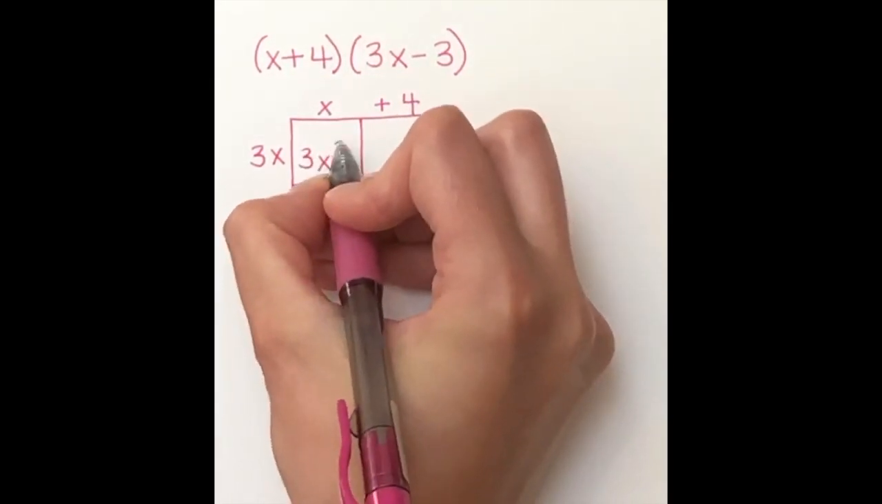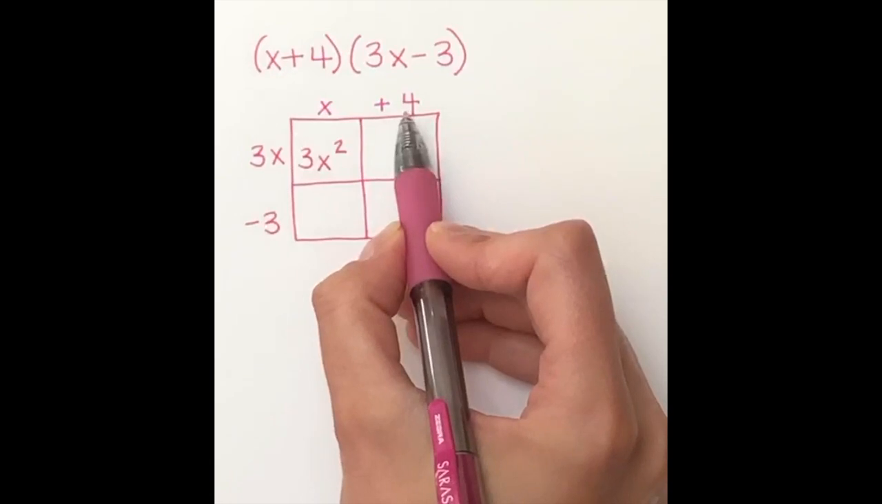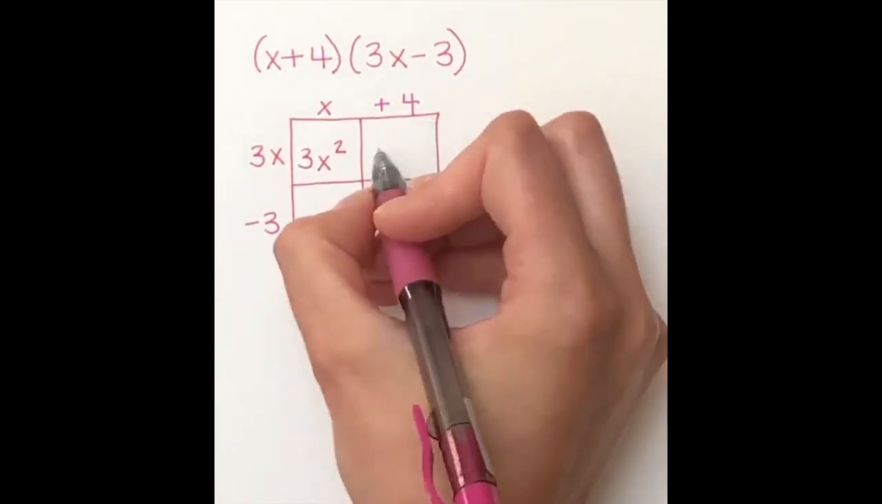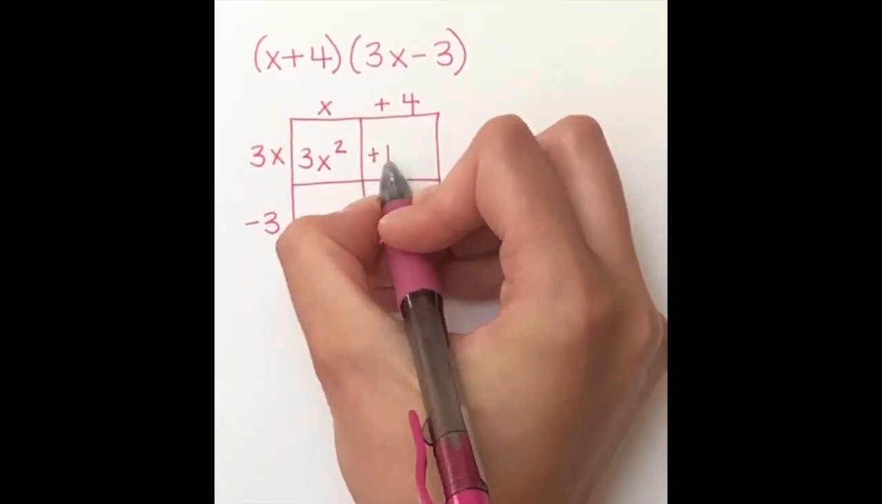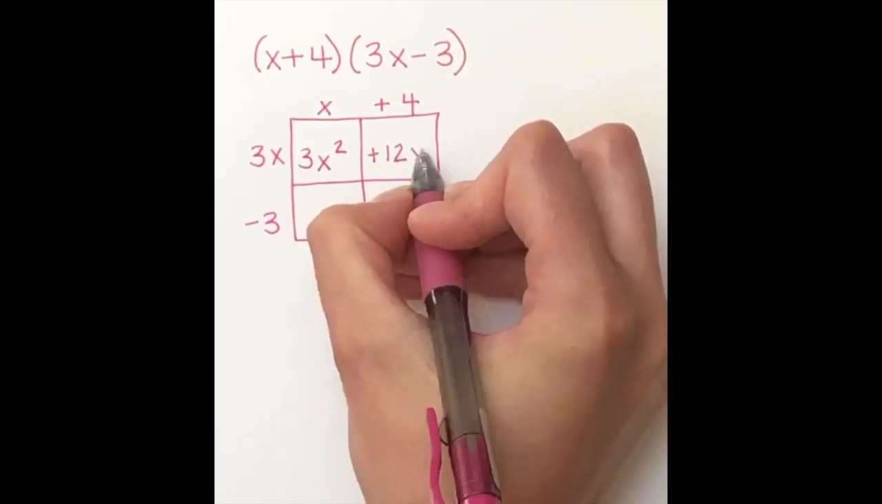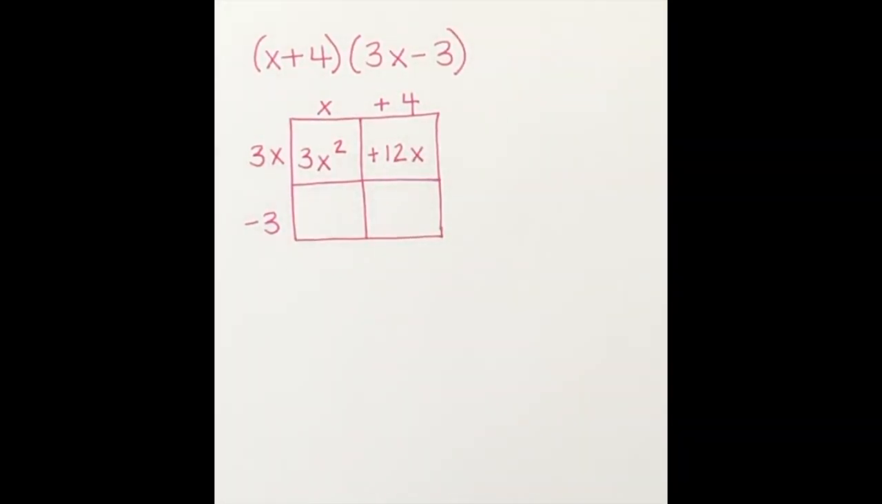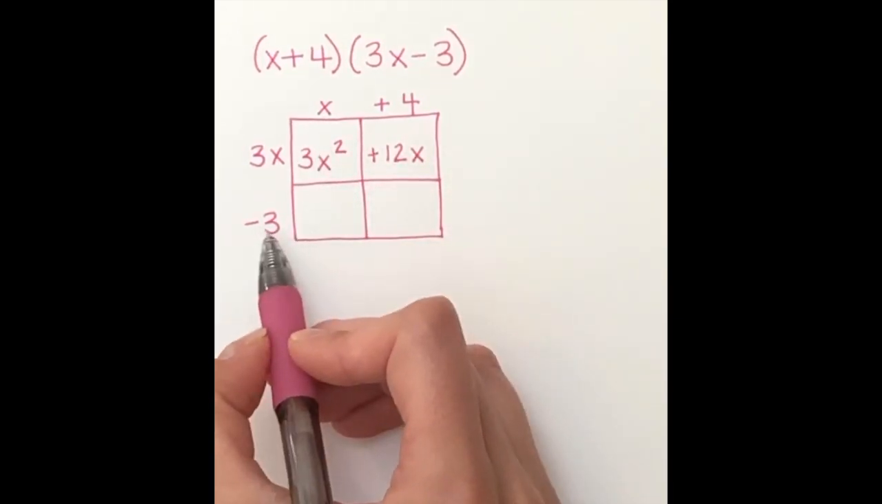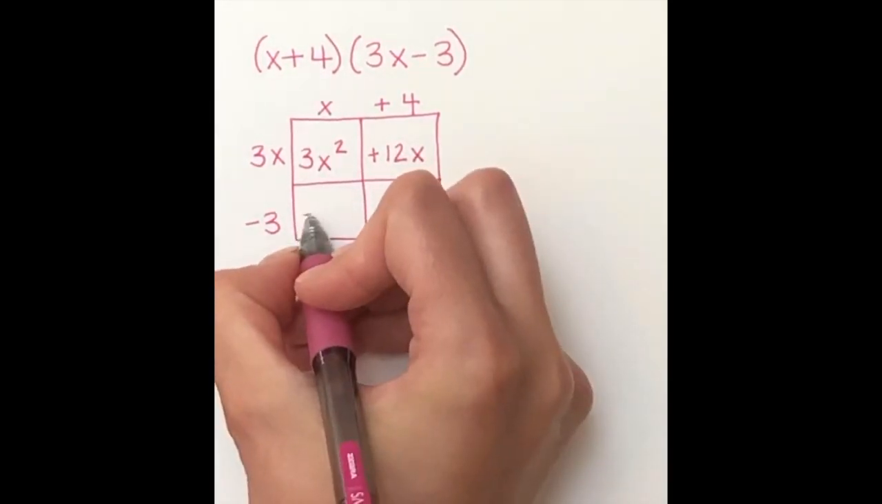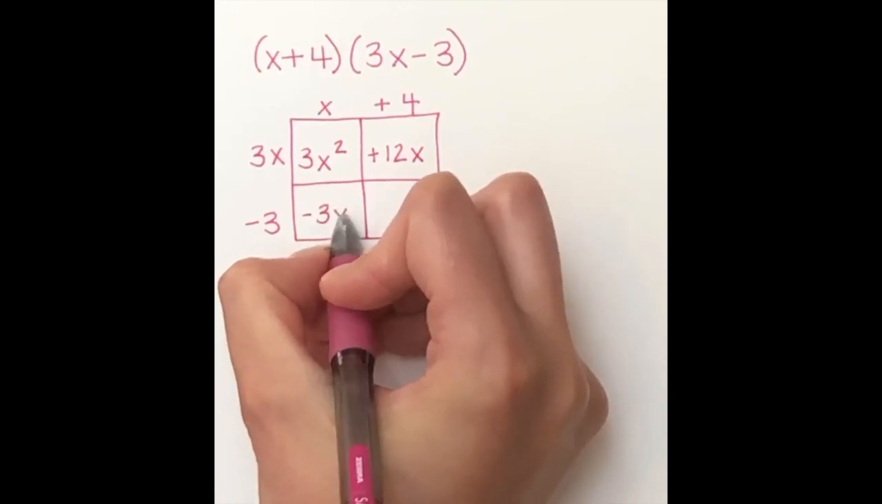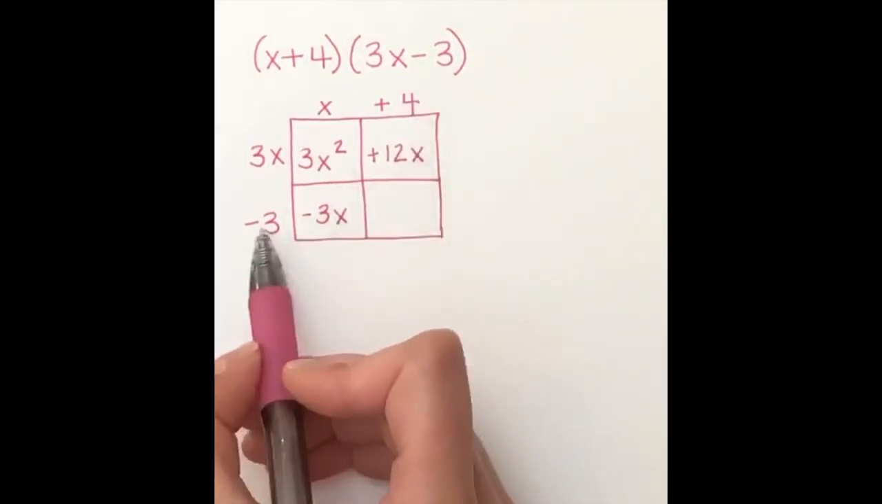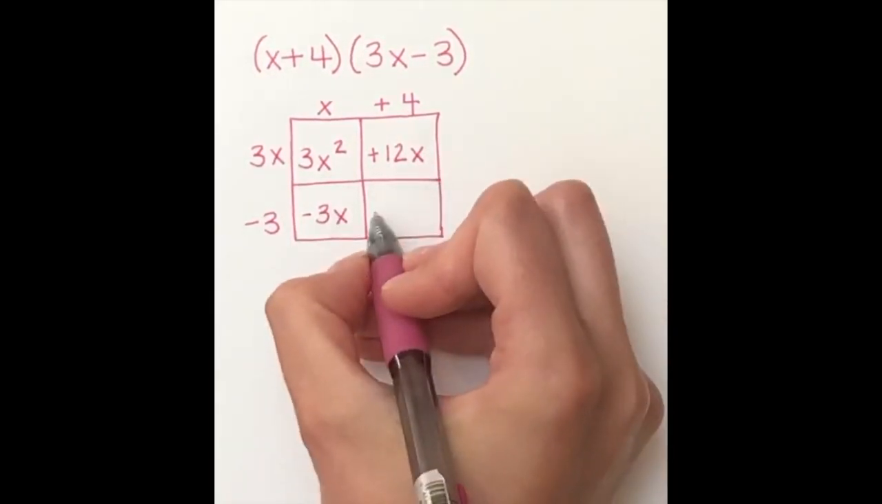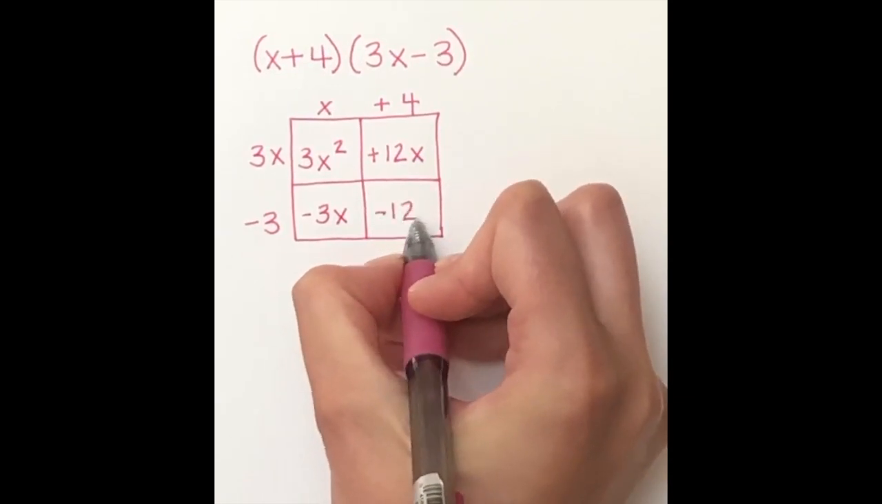3x squared. 4 times 3x is a positive 12x. And I'm going to go ahead and put that plus sign there just so I remember that it's positive. X times negative 3 is a negative 3x. And 4 times negative 3 is a negative 12.